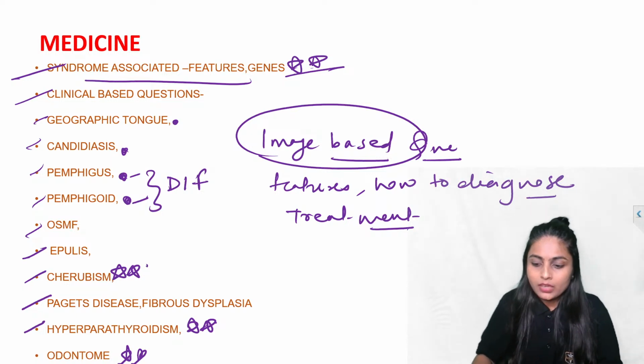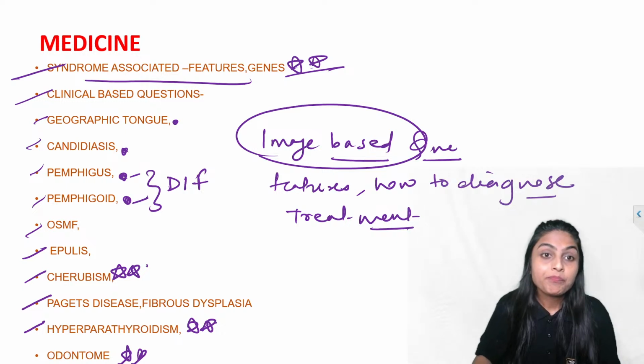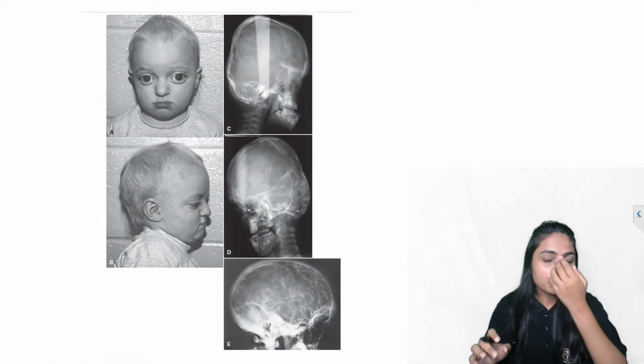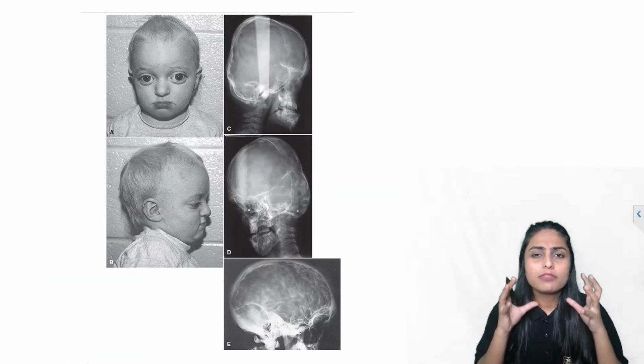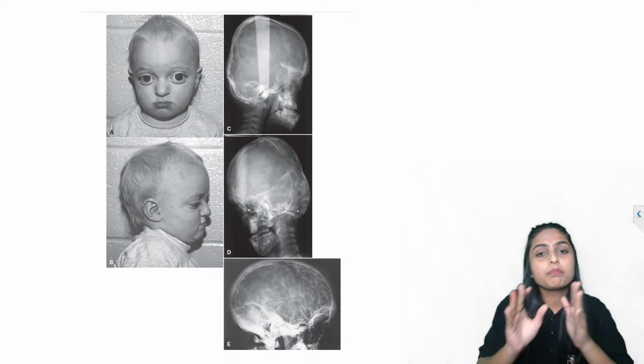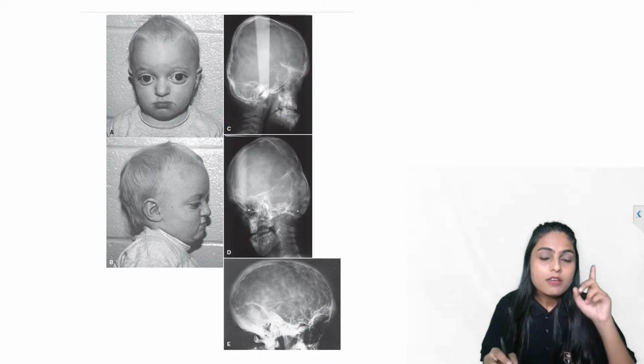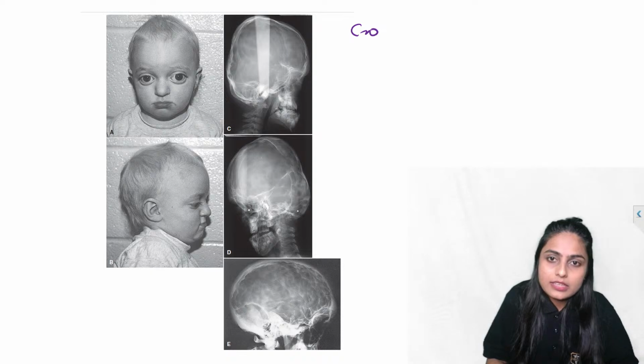All right. Next, I am going to talk about the most frequently asked syndromes and how they appear radiographically, and what other features are seen in these syndromes. The first syndrome that we are going to see is Crouzon syndrome.